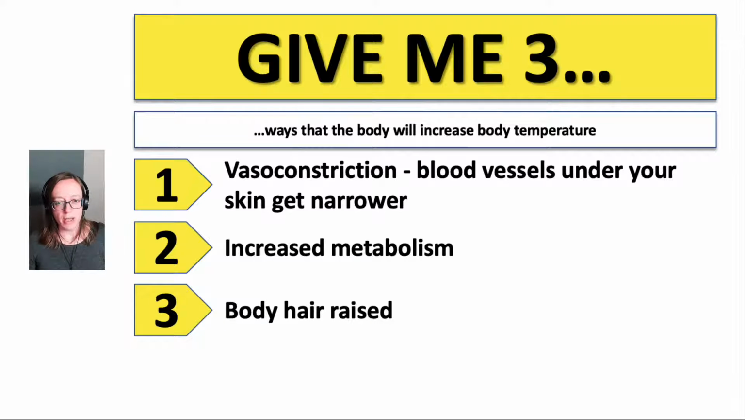You also have increased metabolism, because when you're breaking down your food to release energy, that generates heat as a side effect. And then body hair is raised, so yeah, that's your goosebumps, your hair stands on end, and then that traps a layer of air against your skin, which insulates you from the cold. Well done, guys.